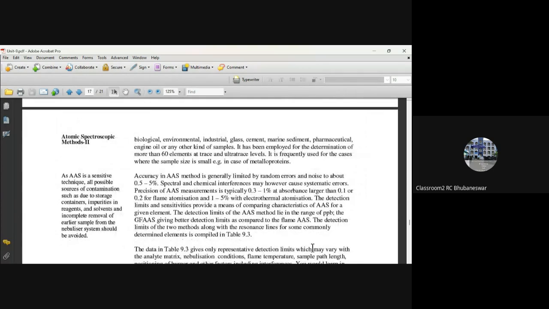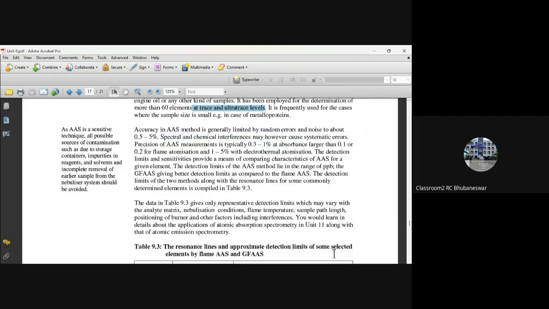As far as the application of AAS is concerned, it has geological, biological, environmental, industrial, cement sector, marine sediment and pharmaceutical applications. Many kinds of samples can be studied using AAS, and more than 60 elements at the trace and ultra trace level can be studied. The accuracy in the AAS method is generally limited by random errors and noise to about 0.5 to 5%. Spectral and chemical interference may, however, cause systematic errors, and precision is typically larger than 0.1 or 0.2% for flame atomization and 1 to 5% for electrothermal atomization.